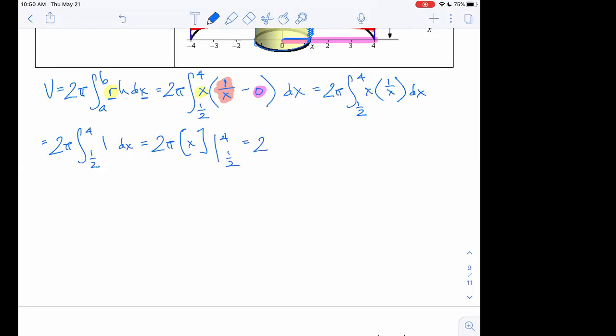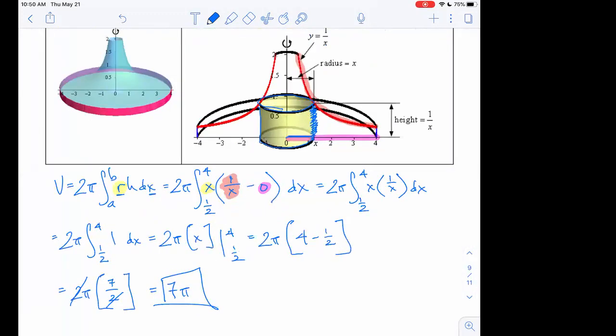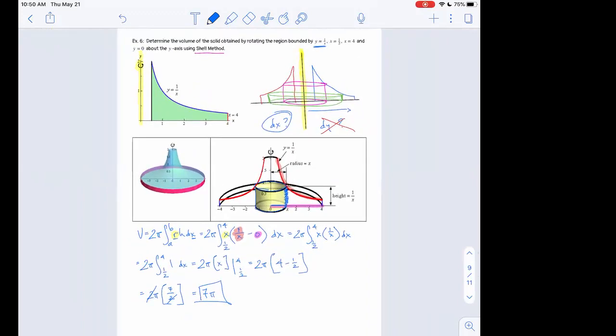And so I'll plug in 2 pi, 4 minus 1/2, and this will give me 2 pi of 7/2, and these two cancel out, and I get a volume of 7 pi. Okay. All right.